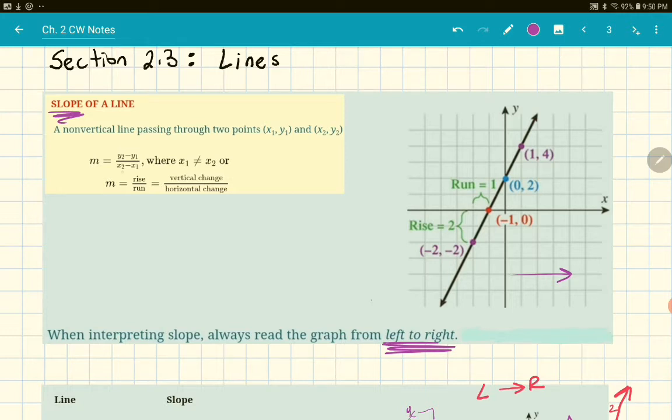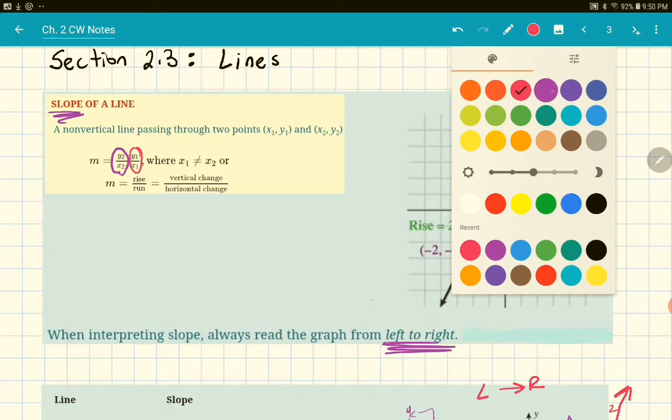So I like to label it this way, thinking of this as one ordered pair, and then this as the second ordered pair. It doesn't matter which one comes first, which one comes second on one side of the fraction, but vertically be consistent. So use 1 point for the purple and then 1 point for the red. So let's calculate slope.